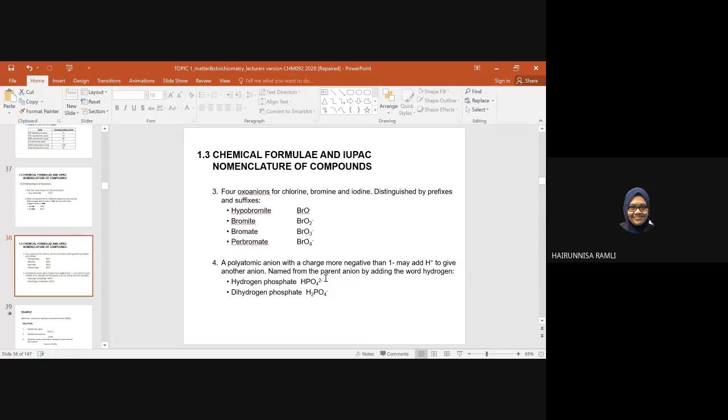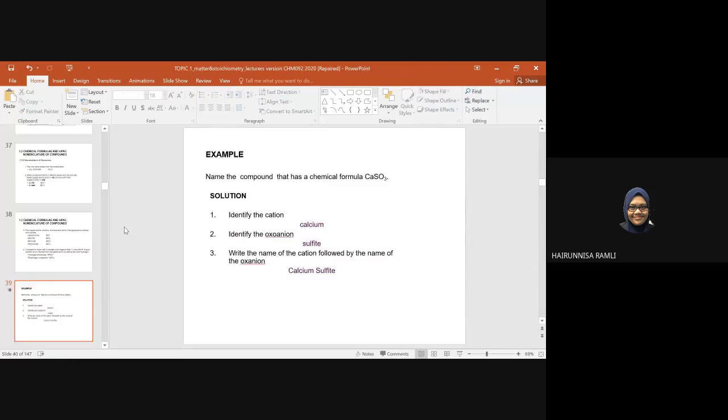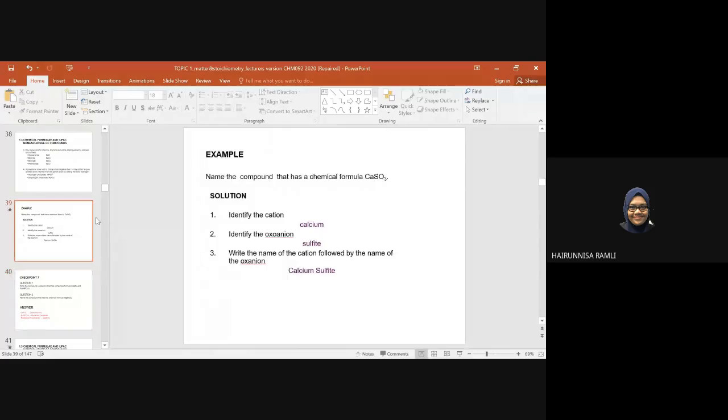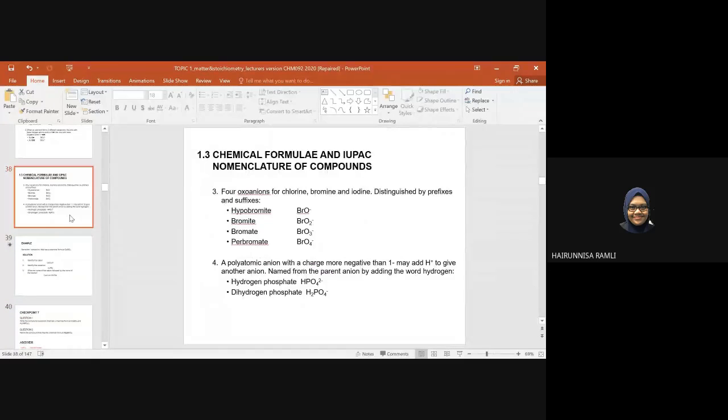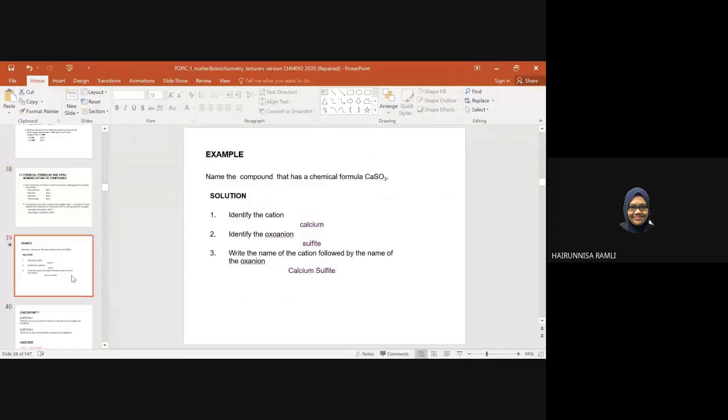Okay? Ini sebab kita tengah cerita pasal ion eh. So ion of course lah last, paling last dia is H2PO4- lah. Kalau you dah jadi H3PO4, dia dah bukan ion lah eh. Okay. Eh, boleh ikut ke so far? Faham eh? Okay. Clear.